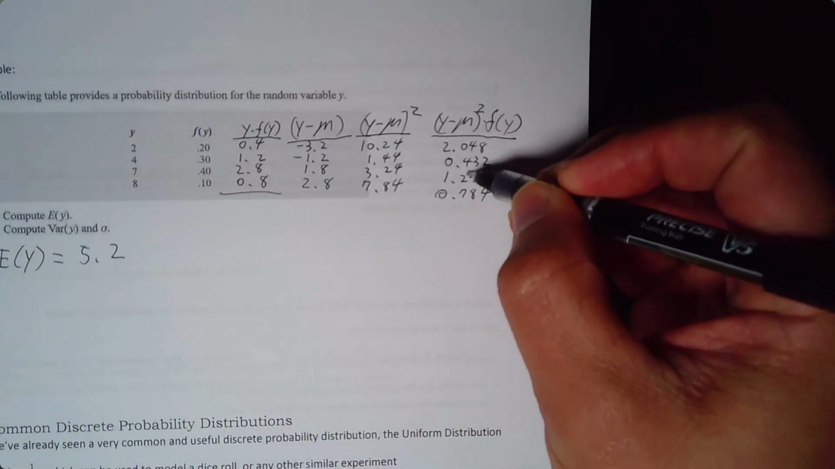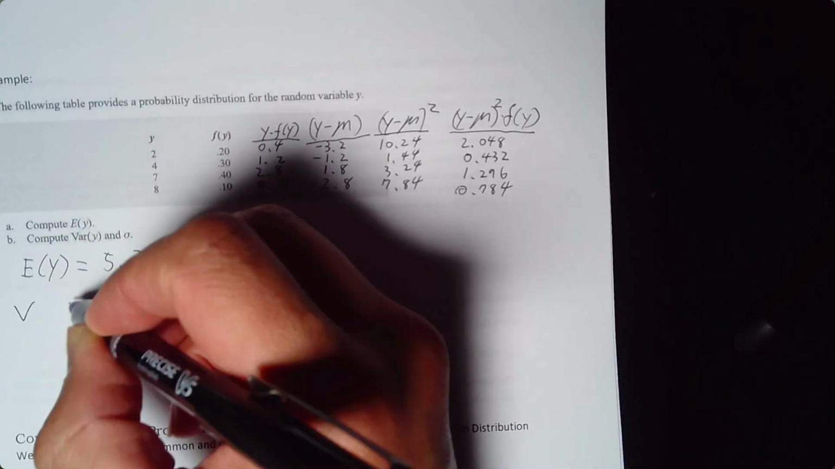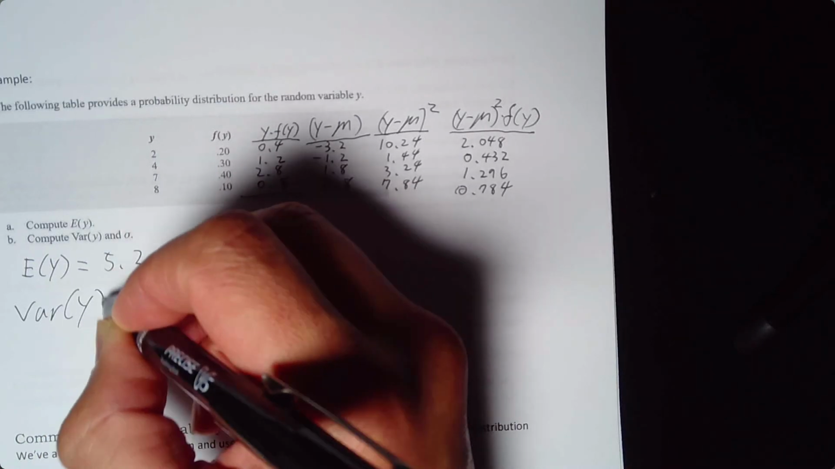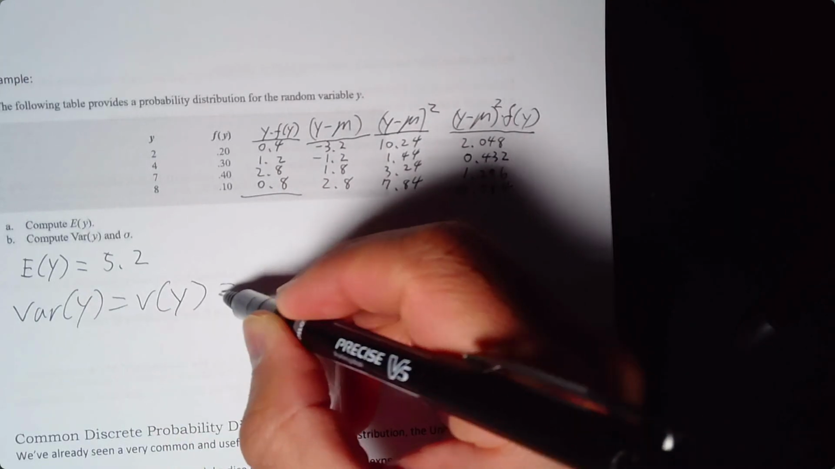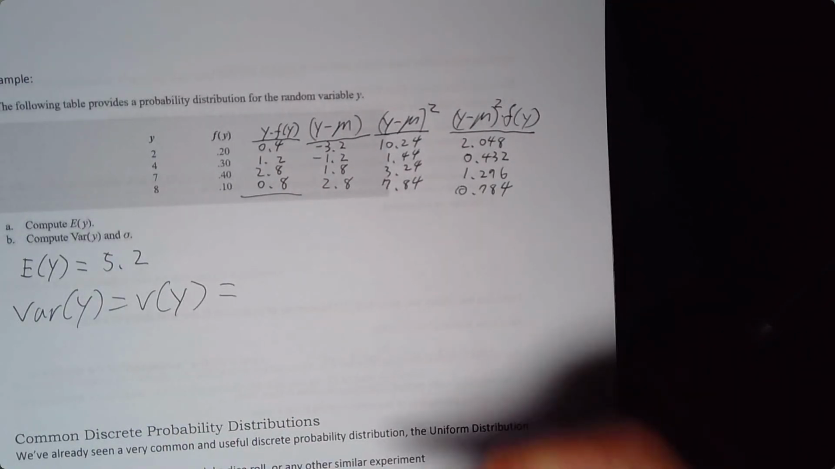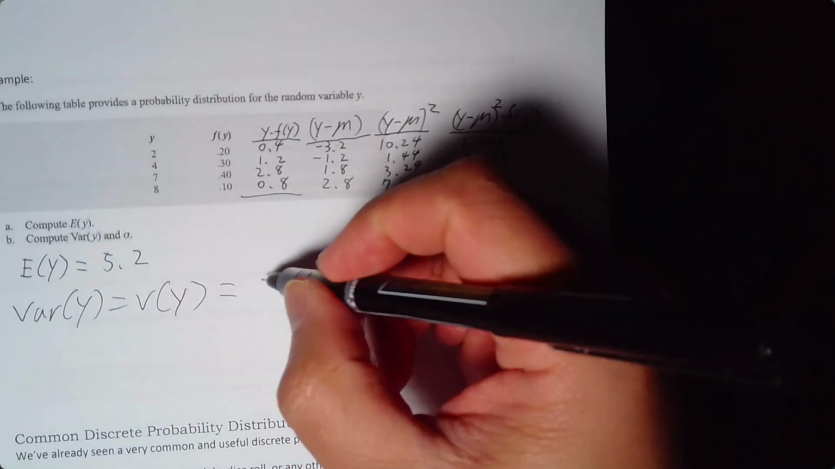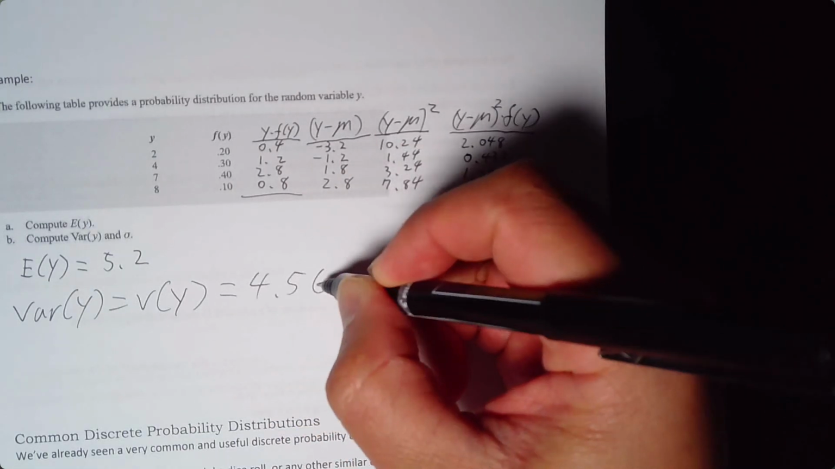Once you add down, we can get the variance. Variance of y. By the way, Var equals V of y. They all mean the same thing, shorthand. If you add all that together, you will get 4.56.